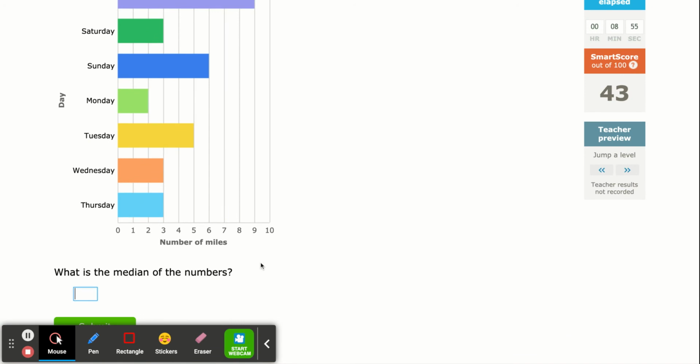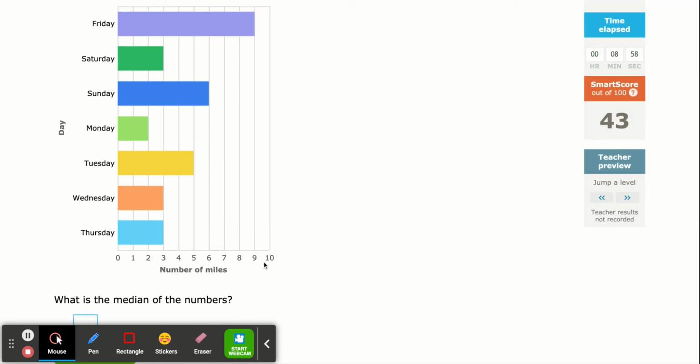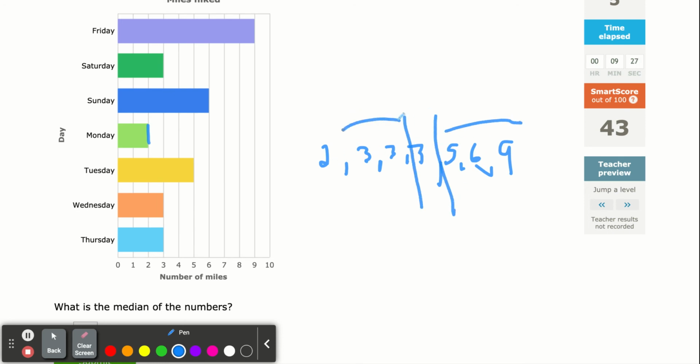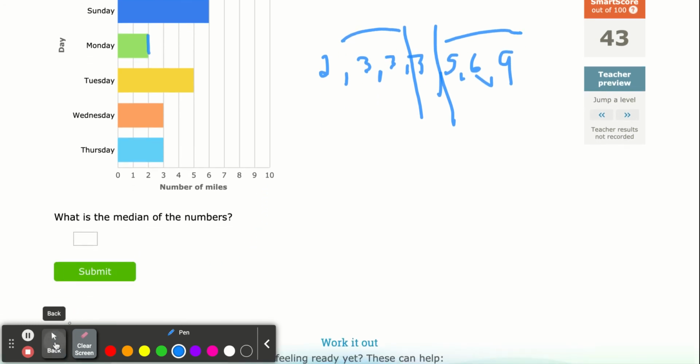Here it's asking for the median again. The median is the middle number. So we write the smallest to the largest. We have a 2. That's this one here. It looks like 3 threes. I have a 5, a 6, and a 9. Now the median again is the middle number. So 3 above, 3 below, the middle number is 3.